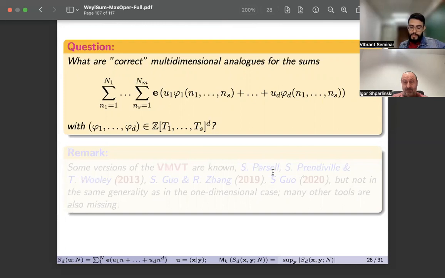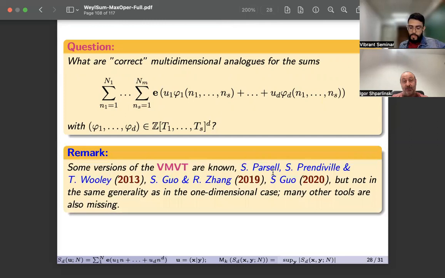There are some versions of the Vinogradov's mean value theorem in this case, in the S-dimensional case, but they're not in the same generality as in the one-dimensional case. Many other tools are also missing. So this generalization will not be straightforward. And I'm not even talking about obtaining upper bounds. Even formulating the equation itself is not immediately straightforward here.